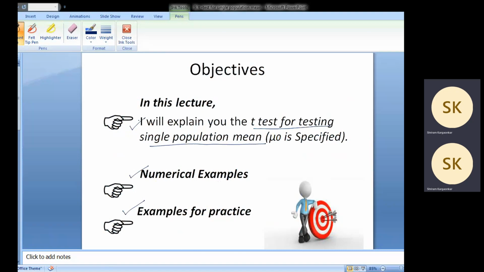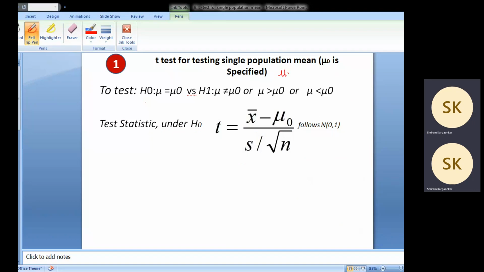Now, the t test for testing single population mean. The hypothesis is what we have to test. H0: mu is equal to mu naught, where mu naught is a given value in the population, to compare the mean value with the given value. The alternative hypothesis H1 can be any one of these 3: either mu is not equal to mu naught, or it is greater than mu naught, or it is less than mu naught. Any one alternative will be there based on the situation.